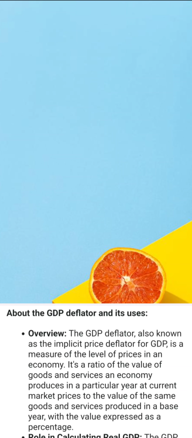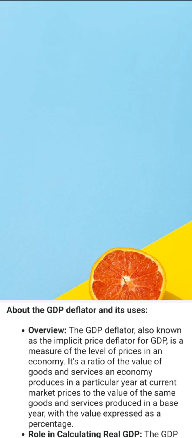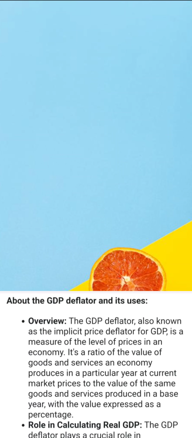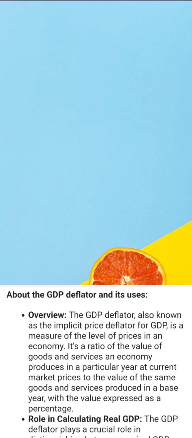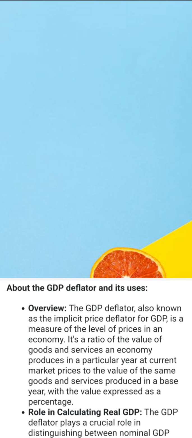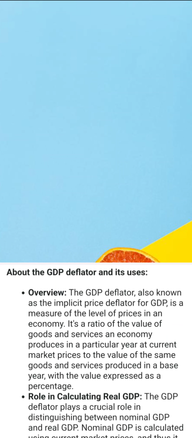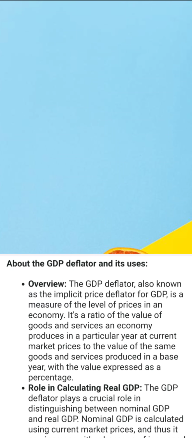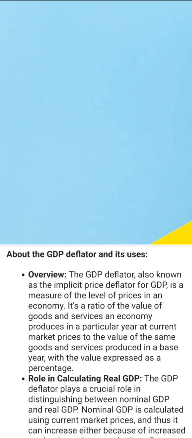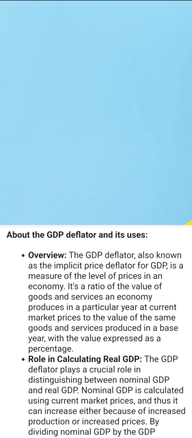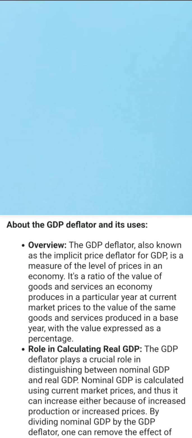Overview. The GDP deflator, also known as the implicit price deflator for GDP, is a measure of the level of prices in an economy. It's a ratio of the value of goods and services an economy produces in a particular year at current market prices to the value of the same goods and services produced in a base year, with the value expressed as a percentage.